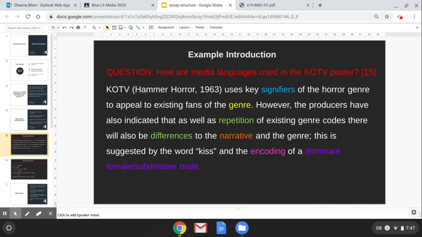However, the producers have also indicated that as well as repetition of existing genre codes, there will also be differences to the narrative and the genre. This is suggested by the word kiss and the encoding of a dominant female, submissive male stereotype. So 2 sentences packed full of information. So that there is an A grade 15-mark introduction. I'm going to take you through now exactly what we did that makes this a grade A.